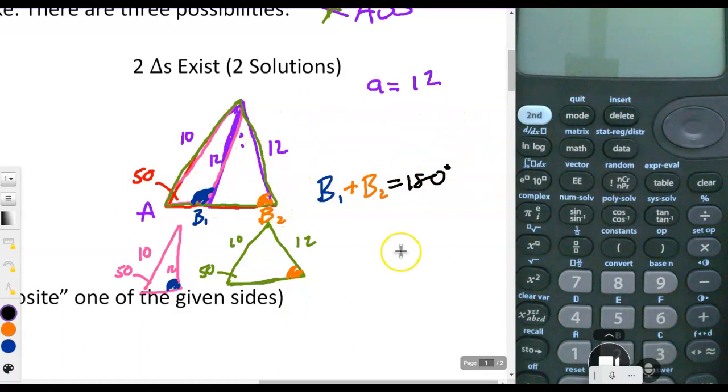But the thing is, you need to know how to know to be doing this in the first place. So how do you know it's two solutions and that you need to do all this process? All right. So in short, this happens.